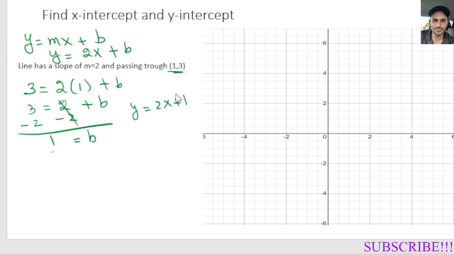This is also our y-intercept. So the y-intercept is the point where it crosses the y-axis. So this is right here. And the point would be 0, 1 because the x value is 0 on this vertical axis. So this is 0, 1, our y-intercept.